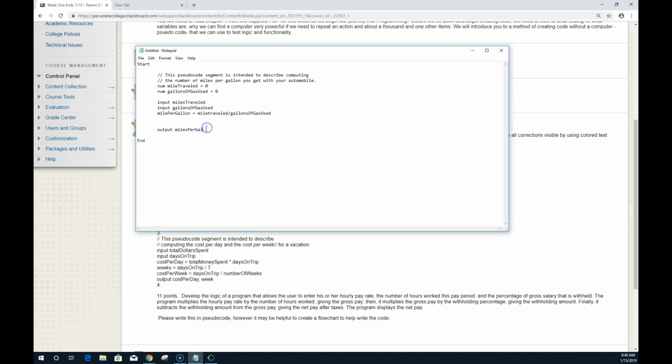Those are the kinds of problems you're going to run into. So now we've got this program all fixed, right? What if you have the miles per gallon after the equal sign? It would not work correctly.